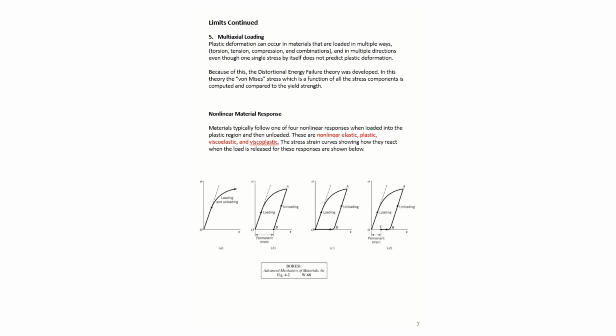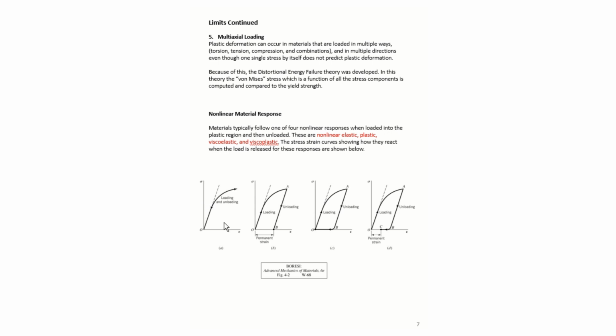If we look at this, we can see that the first model is what we would call nonlinear elastic. We are linearly elastic up to this region, and then as we continue to load, we go nonlinear. Then as we unload, we follow this line right back down. There's no plastic deformation, and we are nonlinear. So this would be a nonlinear elastic model or material.